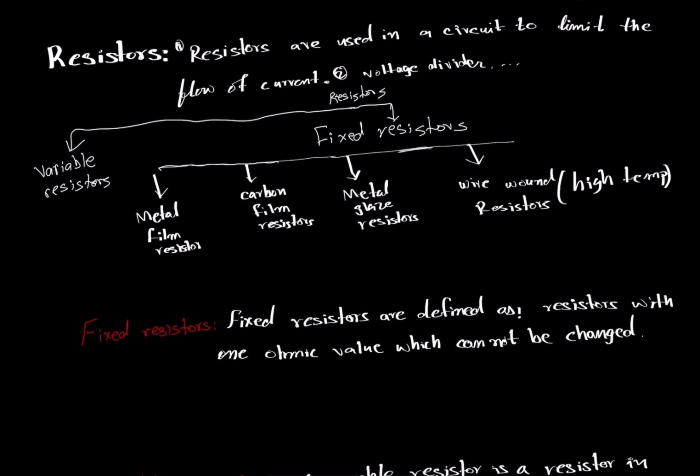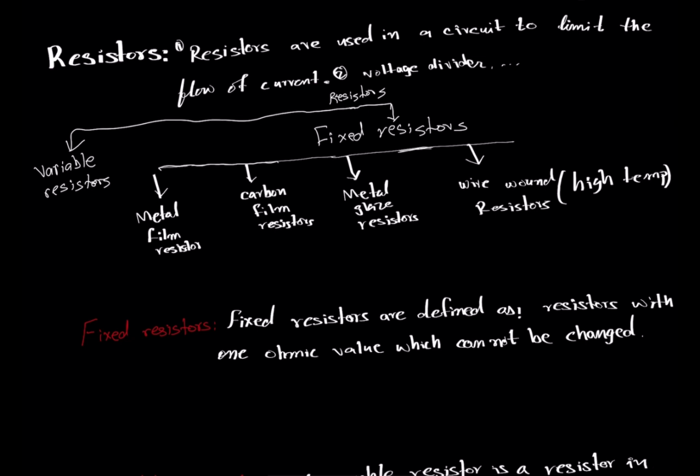Resistors are divided into two different kinds: fixed resistors and variable resistors. Fixed resistors are defined as resistors with one ohmic value that cannot be changed. So they have one flat ohms value that will not change, whereas variable resistors will vary in their values. They are like a potentiometer or variable resistor where you can make more or less resistance, like a radio knob, which is a variable resistor example.